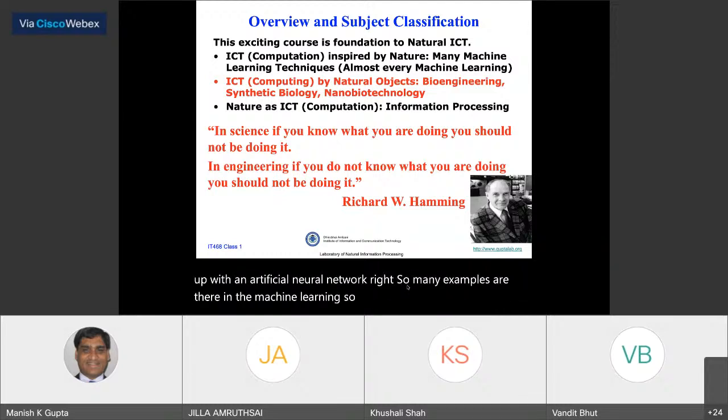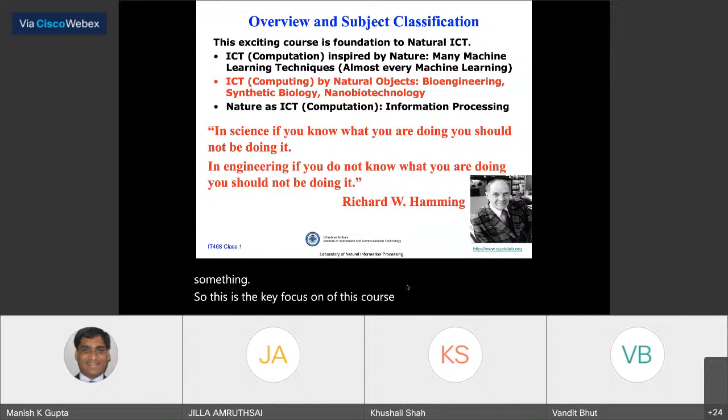People who are doing machine learning these days should know that if they want to create a new algorithm, they have to look at nature and see if there are new things. There are plenty of things available. I think we will learn a few things here, and of course, I invite you to invent some new machine learning algorithms out of this. The second aspect is ICT or computing by natural objects, which is bioengineering, synthetic biology, nanobiotechnology. We are going to focus more on this second part, that we build something out of it as an engineer. You observe nature and you build something. This is the key focus of this course.